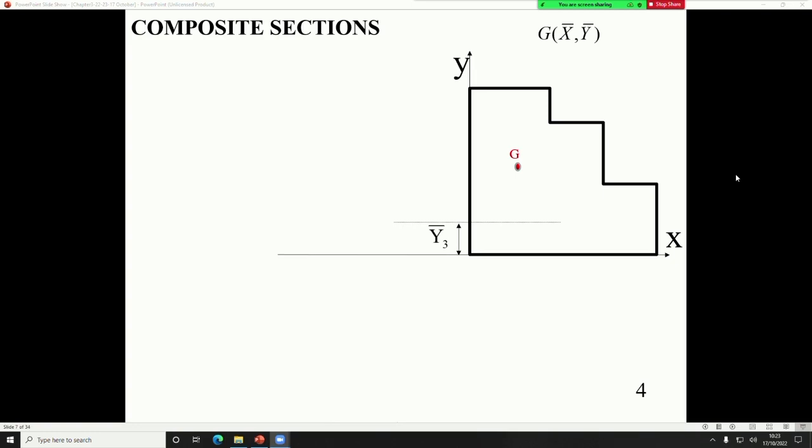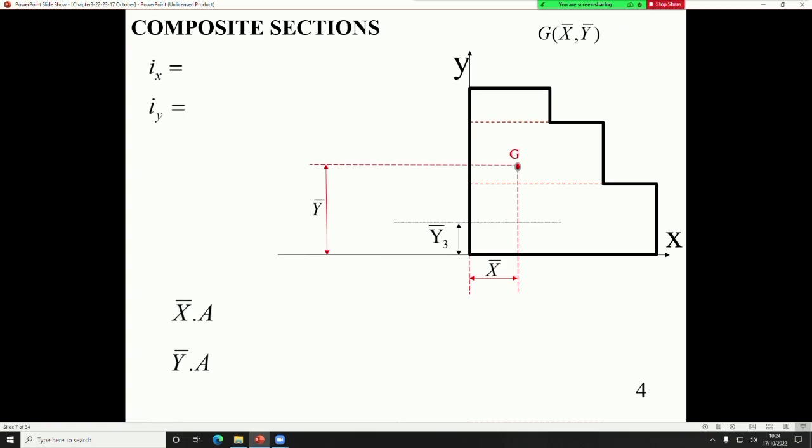So if this is the center of gravity or centroid of the section, and I have x, y attached to the edges of this section as a reference coordinate system, then if I know where x bar and y bar are, I can easily find the first moment of area of the section with respect to this reference coordinate system. So I can say Ix for the whole section is equal to y bar multiplied by A. I can say Iy for the whole section is equal to x bar multiplied by A. This is provided I know where x bar and y bar are.